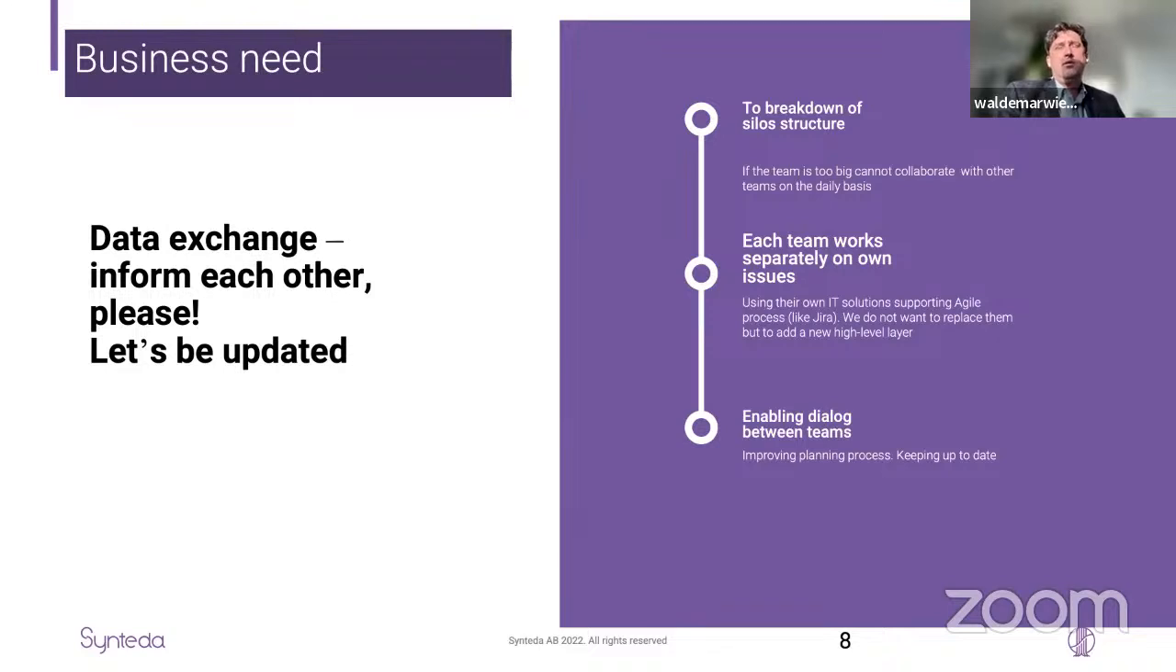So one can think about this kind of solution using Power BI as a method of breaking down this silo structure and to allow teams to exchange information. The second thing, of course, each of these teams is working with agile methodology inside. They have their own IT solution, like Jira. They have their own backlogs. They communicate. They have all these things which you know from the agile methodology, and they are working inside.